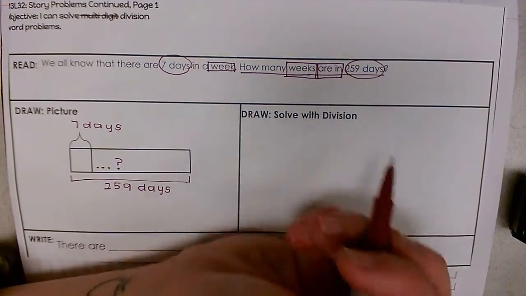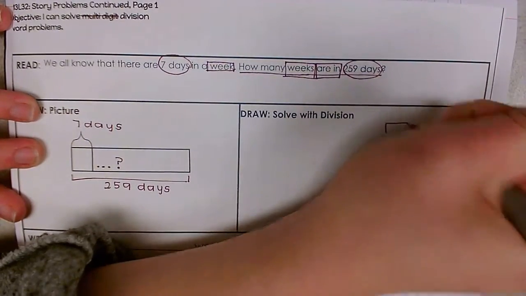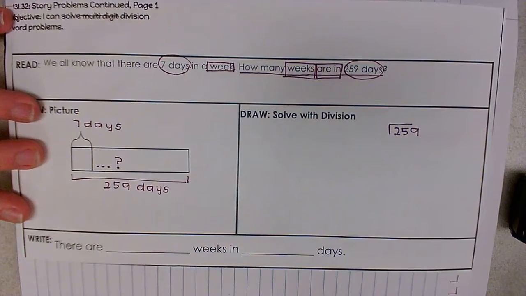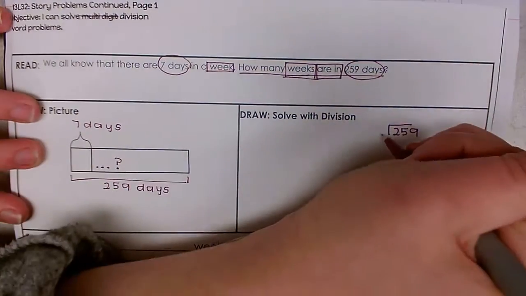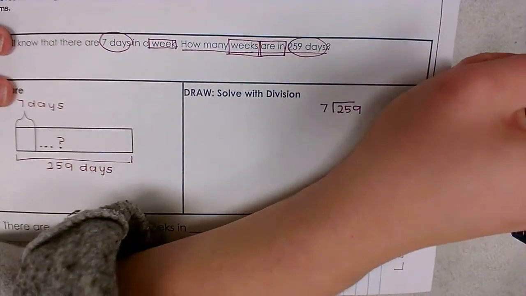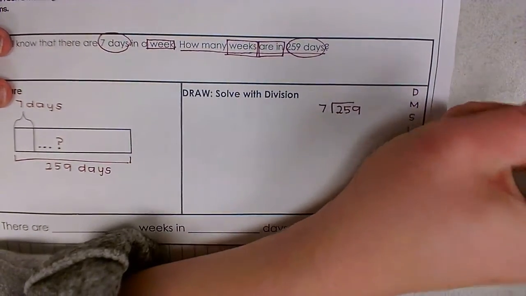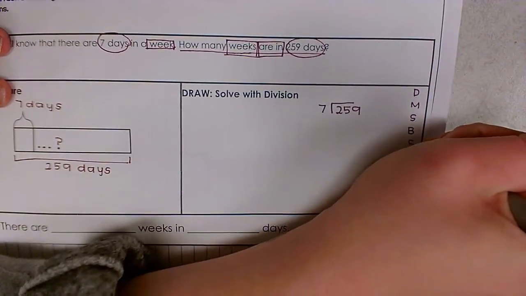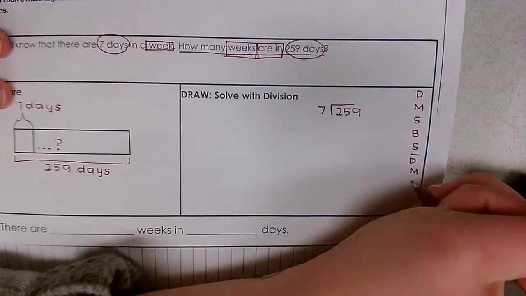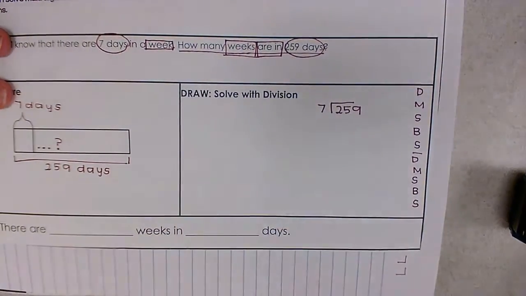We're going to solve using division. Our dividend is the number that's inside of the house, 259. Our divisor knocks on the door, 7. I'm going to write out my steps. Divide, multiply, subtract. Bring down, start over. Divide, multiply, subtract. Bring down, start over.